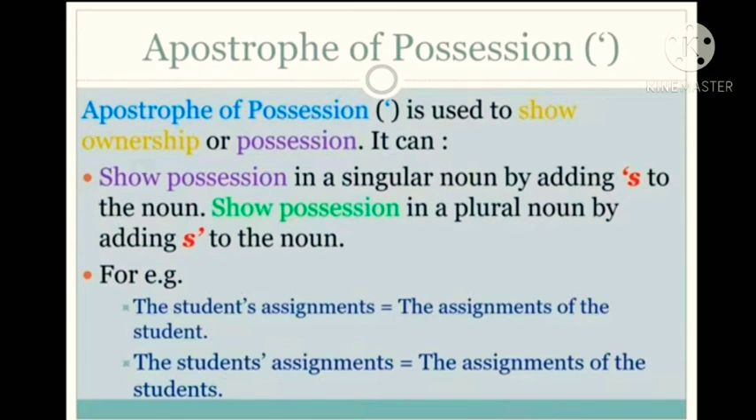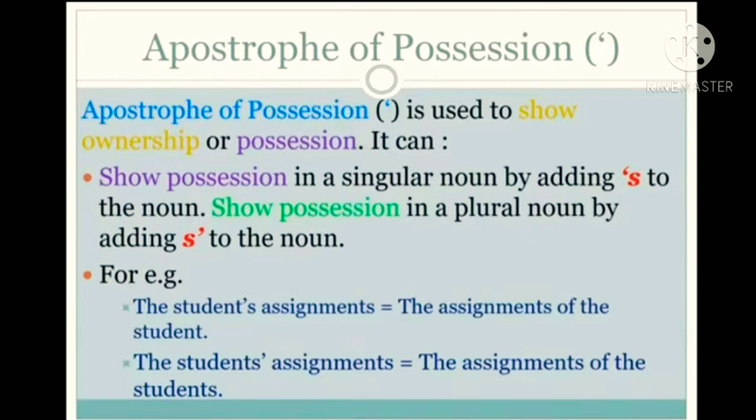It shows possession in a singular noun by adding apostrophe s to the noun, and shows possession in a plural noun by adding s and then apostrophe to the noun. Means if the noun is singular and we are supposed to add the apostrophe, तो पहले हम कॉमा लगाते हैं, फिर एस लगाते हैं, and if the noun is plural तो पहले एस लगाते हैं और फिर कॉमा लगाते हैं.